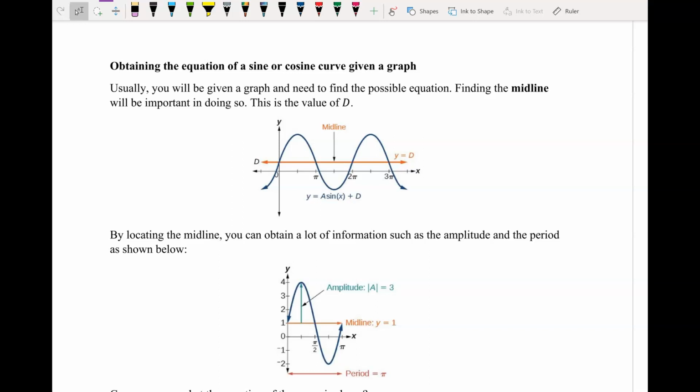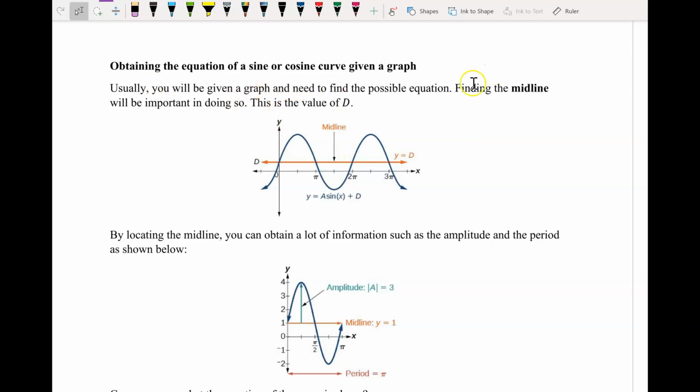All right, so now we came to the last thing, which is basically obtaining the equation of a sine or cosine function given a graph. So sometimes I will give you a graph and then you have to come up with the equation, which can be a little challenging. So here are some ways that you can try to figure it out.